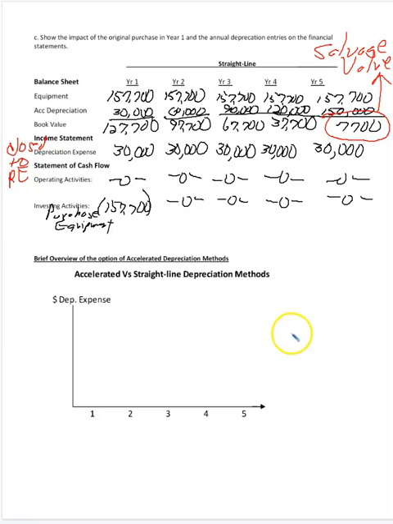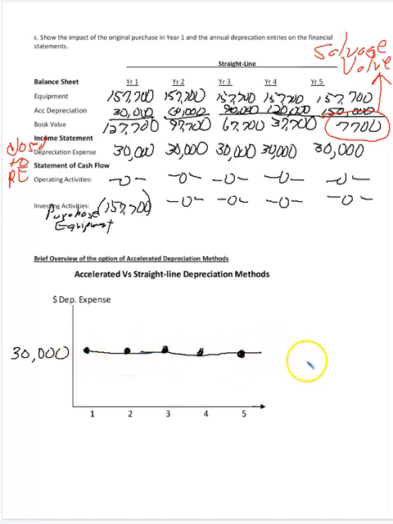Okay, this is Chapter 8, Part 3. I just want to finish with what is the difference. We did accelerated depreciation, we did straight line depreciation. So over 5 years, let's put 30,000 here. We had 30,000 in year 1, 2, 3, 4, and 5. So each year it was $30,000.